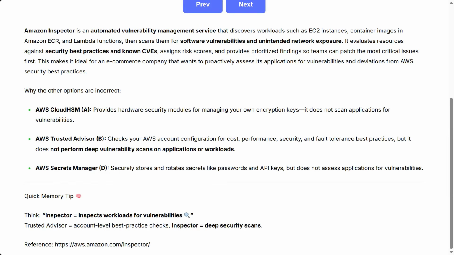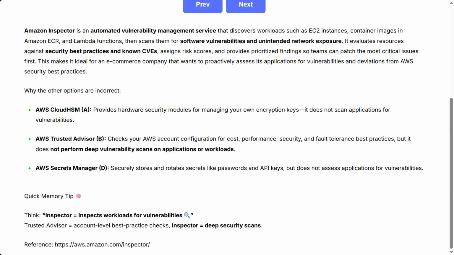It evaluates resources against security best practices and known CVEs, assigns risk scores, and provides prioritized findings so teams can patch the most critical issues first. This makes it ideal for an e-commerce company that wants to proactively assess its applications for vulnerabilities and deviations from AWS security best practices. Why the other options are incorrect.